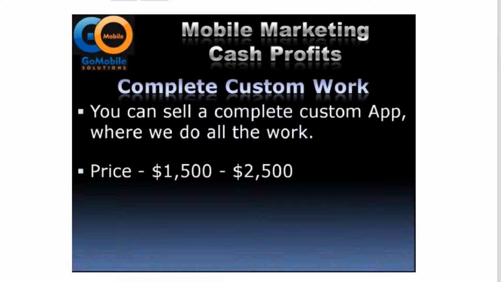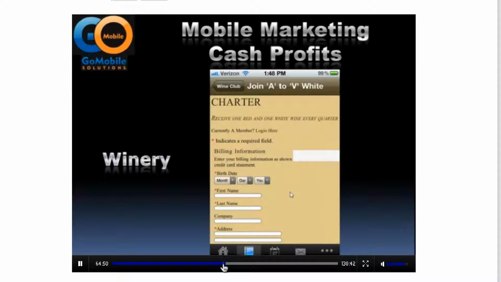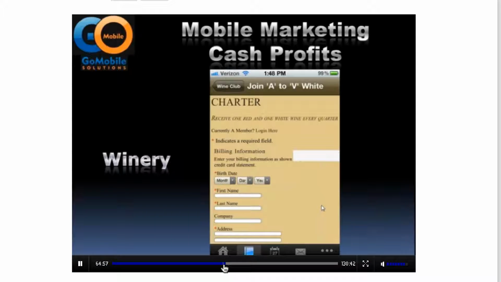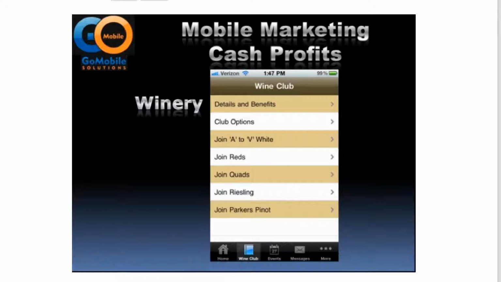And this is a great solution. Here's the price on the credit cards, and this is where they're actually going through and putting in their order to join the wine club, and right there on the front they have a wine club that they're really excited about at the Thesparker Winery. And this is all built through the Go Mobile App Builder. We were on the home screen. Now we're on the Wine Club screen.